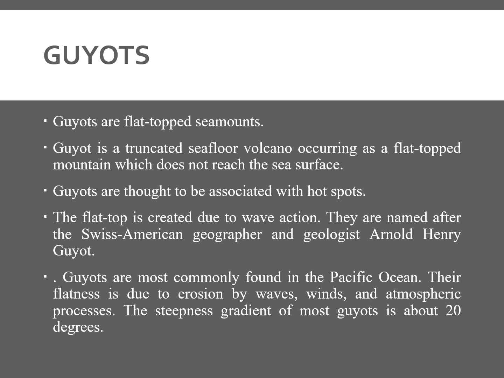Guyots are flat-topped seamounts. They are also formed from inactive volcanoes. A guyot is a truncated seafloor volcano occurring as a flat-topped mountain which does not reach the Earth's surface. Guyots are thought to be associated with hot spots. If the flat top is created due to wave action, they are named after the Swiss-American geographer and geologist Arnold Henry Guyot. They are most commonly found in the Pacific Ocean. Their flatness is due to erosion by waves, winds, and atmospheric processes. The steepness of most guyots is about 20.